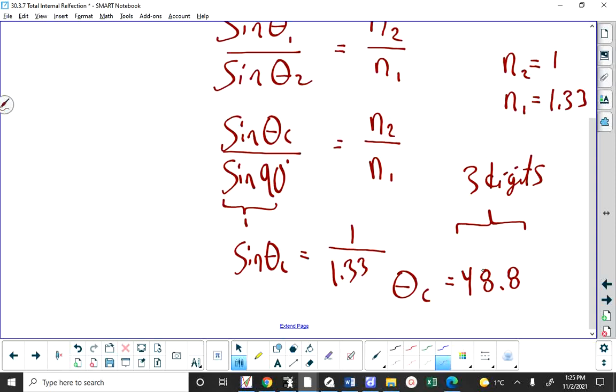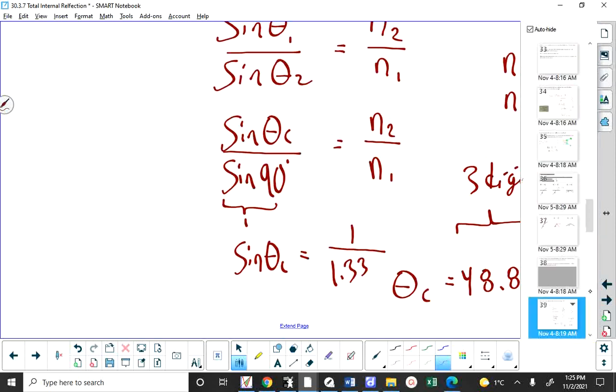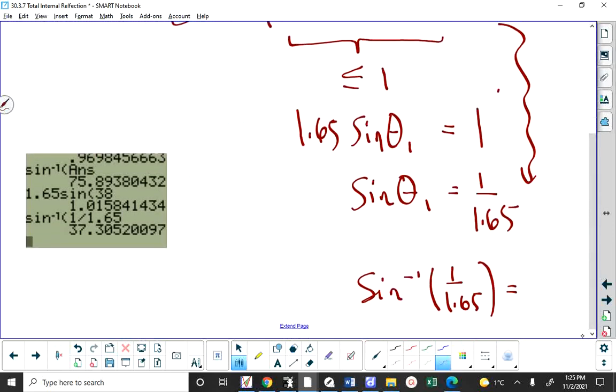The problem arises where you get something like this number. This is what we got for the critical angle for light going from glass to air, and you're asked to round to 3 digits. That's what the instructions are. So the answer is 37.3 degrees. And I'm telling you, that's the answer. You put anything else, you're wrong.